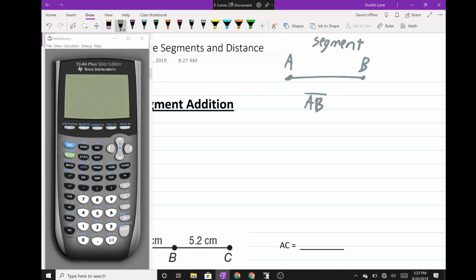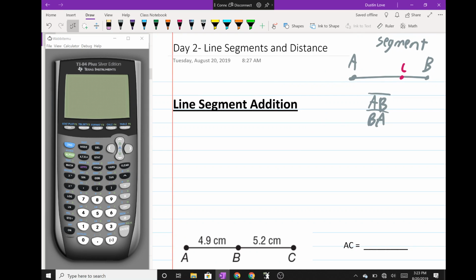Now for a line, we had an infinite number of names. However, for a segment, we have to only name it by the endpoints themselves. It is going to be either AB or BA, and that is it. Even if there's a point C in the middle, we cannot call it AC. We can't call it BC. It's only the two endpoints A and B.